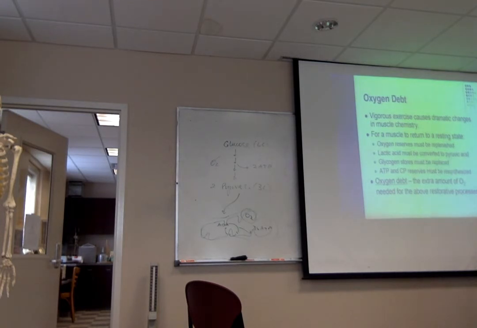The oxygen reserves have to be replenished. Okay? Lactic acid must be converted back to pyruvic acid. You have to get rid of all that lactic acid. Glycogen stores have to be replaced. ATP, creatine phosphate reserves have to be restored. And so what happens is the muscle develops an oxygen debt. That's the amount of oxygen that's required to restore pyruvate, to restore ATP and creatine phosphate. It takes time.